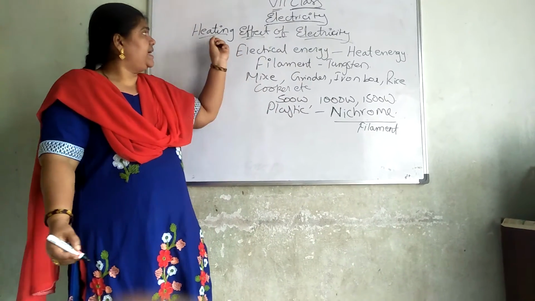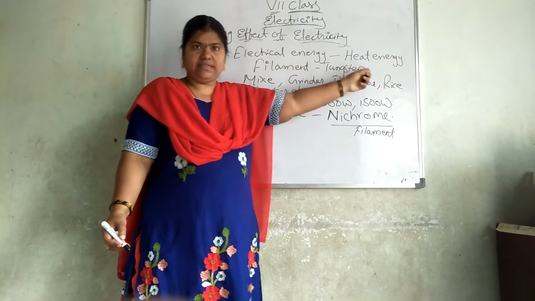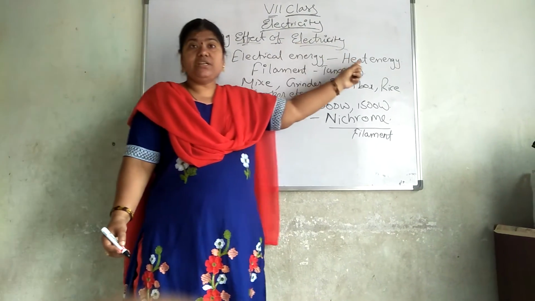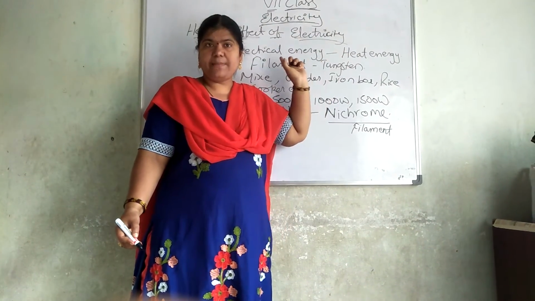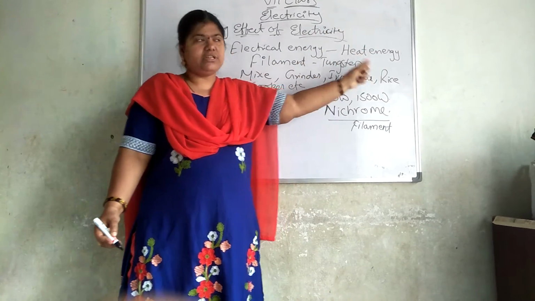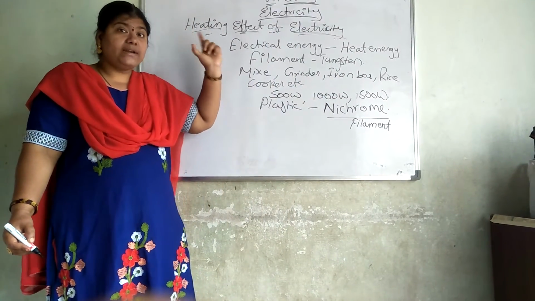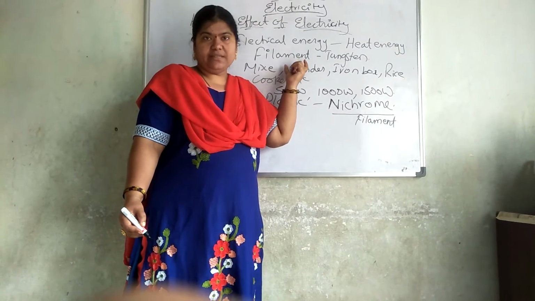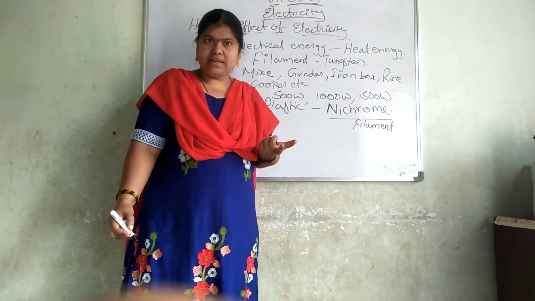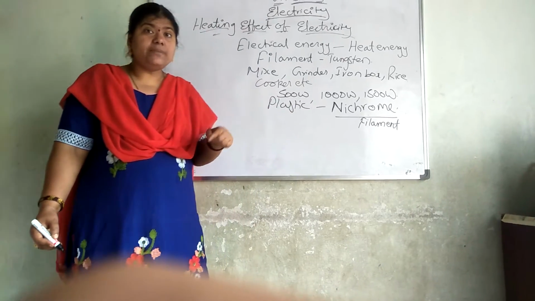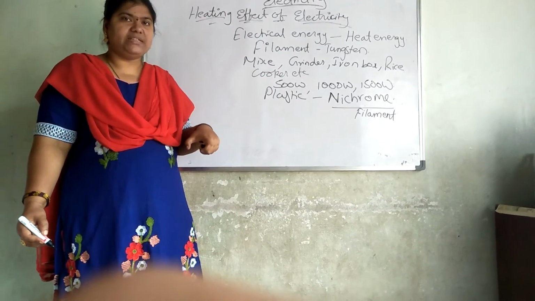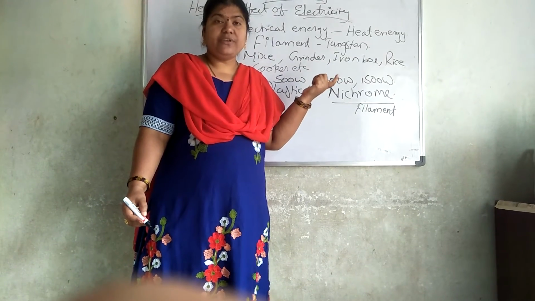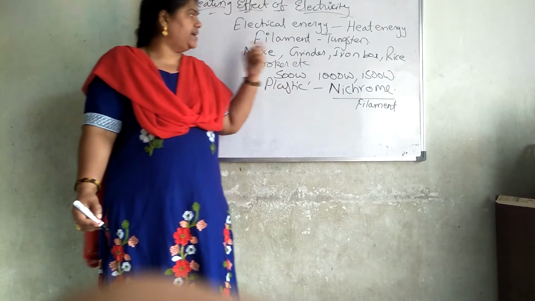Did you understand? Heating effect of electricity. Here you can see that the electrical energy is converted into heat energy. What is happening here? The electrical energy is converted into heat energy. The bulb heats up. What is present in the bulb? Filament. Is the bulb getting heated up? No. What is getting heated up? The filament which is present in the bulb heats up. What is the filament present in the bulb? Tungsten. It heats up.